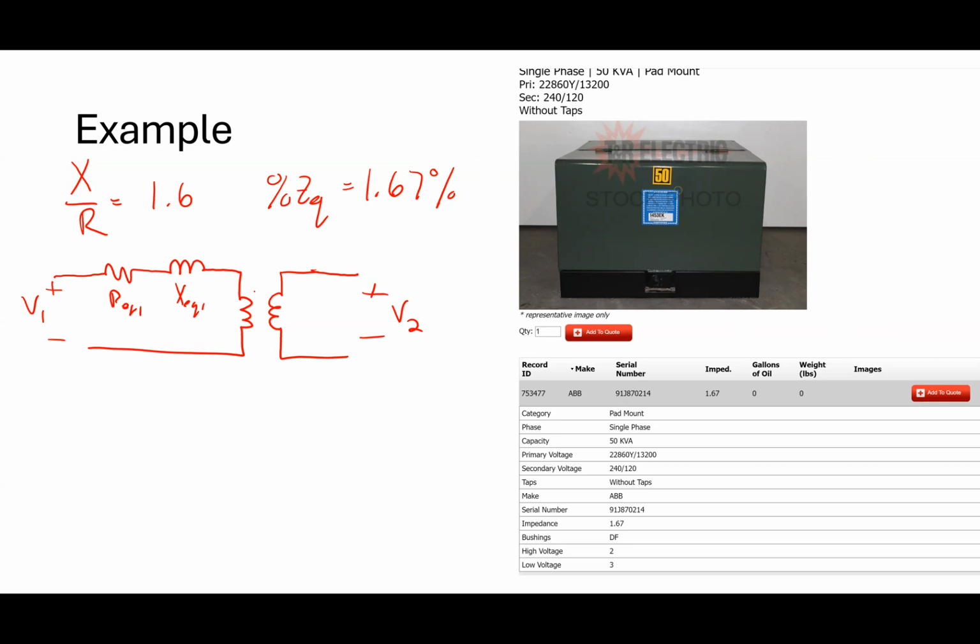So if I know ZEQ is 1.67%, then I have to find the actual magnitude of ZEQ. How would I get the actual magnitude of ZEQ? I'd say it's 1.67% times Z base primary, right? Whatever I have on that side. That'll give me the actual magnitude. So let's say I wanted to figure out REQ and XEQ.